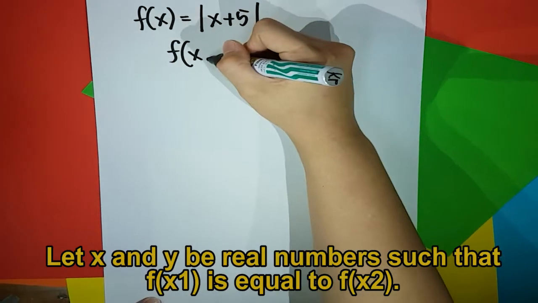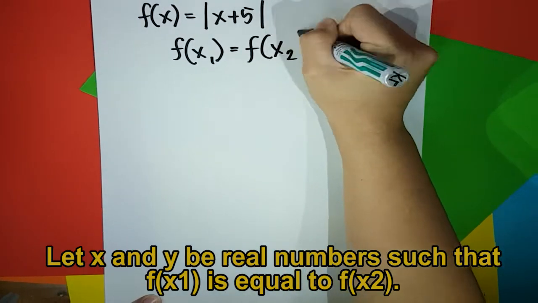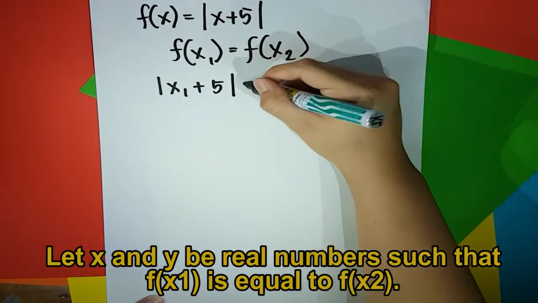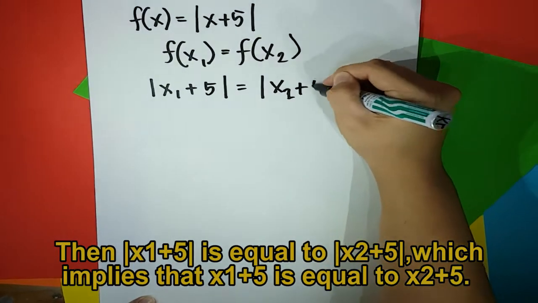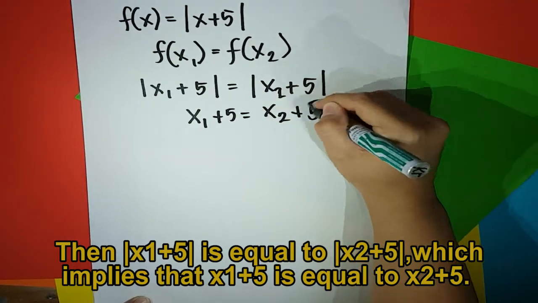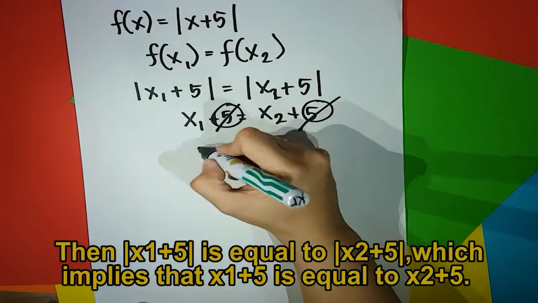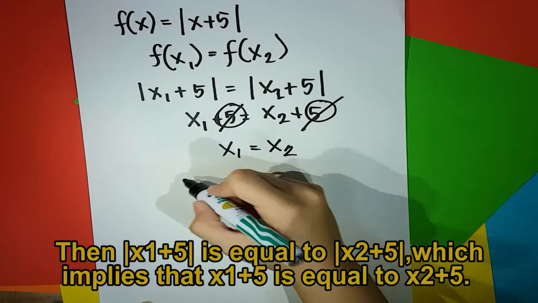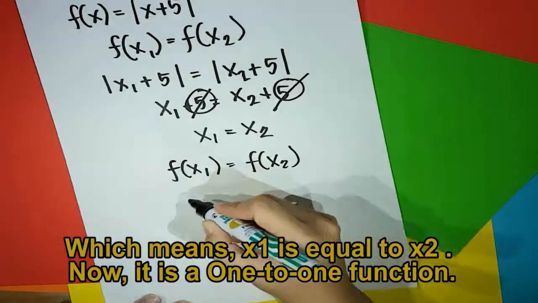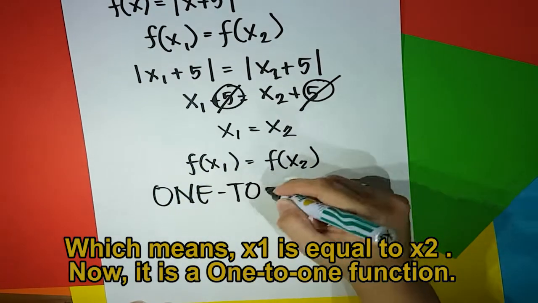In using algebraic solution, for example, you have f(x) is equal to the absolute value of x plus 5. Let x and y be real numbers such that f(x₁) is equal to f(x₂). Then, the absolute value of x₁ plus 5 is equal to the absolute value of x₂ plus 5, which implies that x₁ plus 5 is equal to x₂ plus 5, which means x₁ is equal to x₂. Now, it is a one-to-one function.